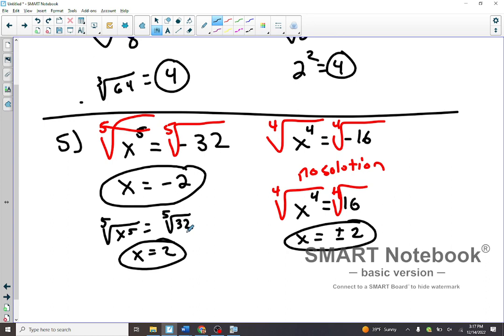Why is that new? That is not new. There's just numbers on the outside and inside. This is the question you would get, and this is what you would do. You 5th root both sides.